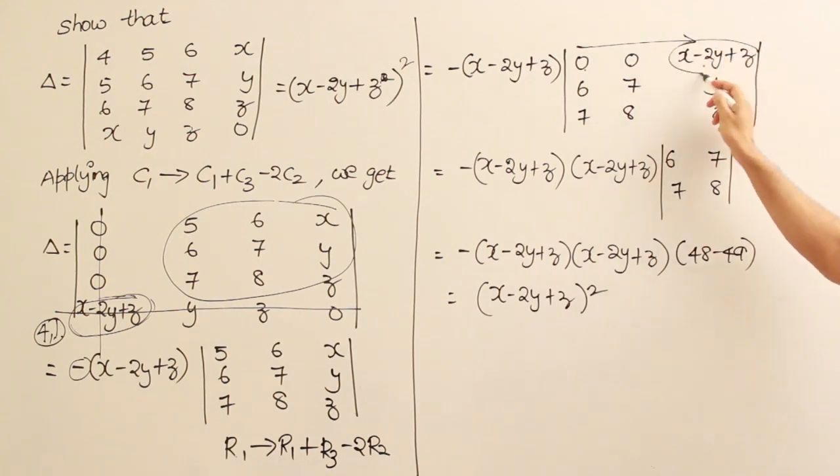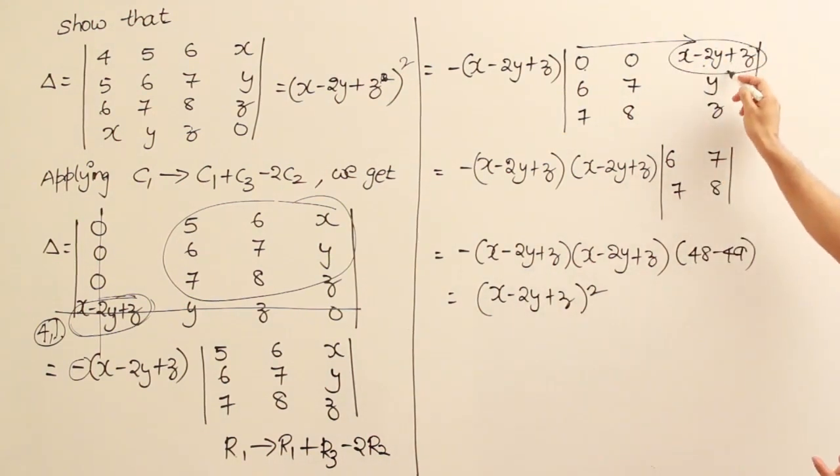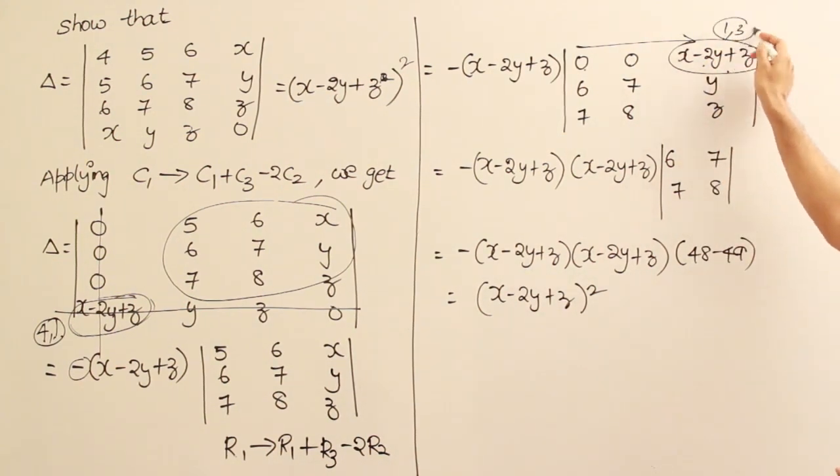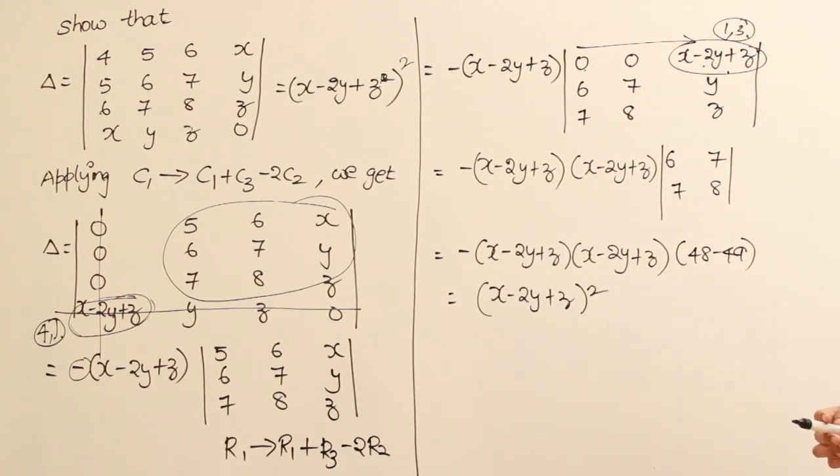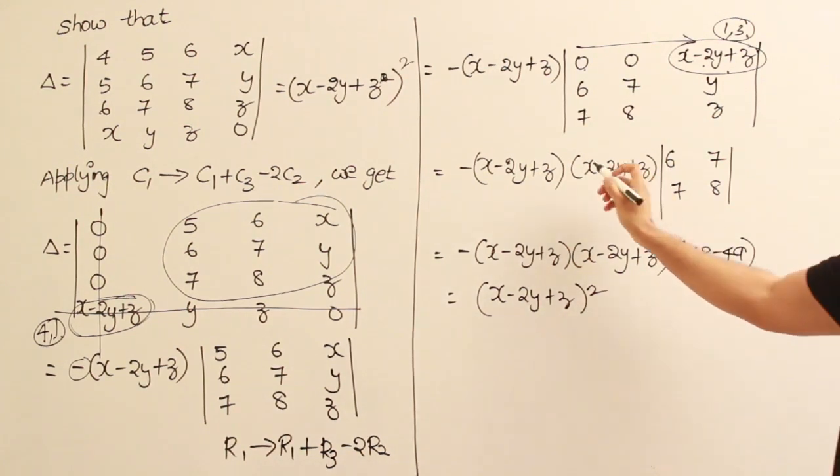If I take this element and multiply with the cofactor, what is the position of this one? 1 comma 3, first row and third column, right? Now minus 1 power 1 plus 3 is nothing but 4. Minus 1 power 4 is plus 1. So we get this one.